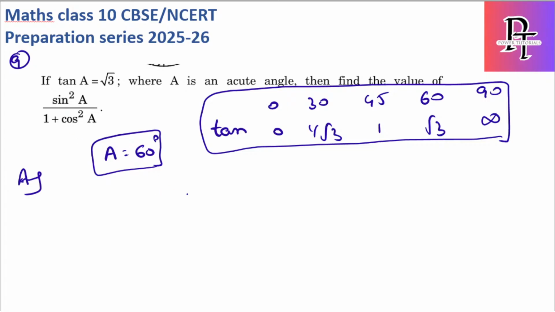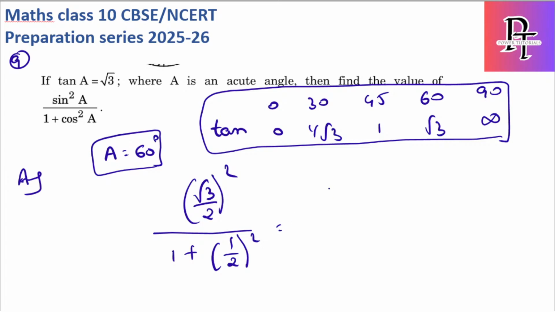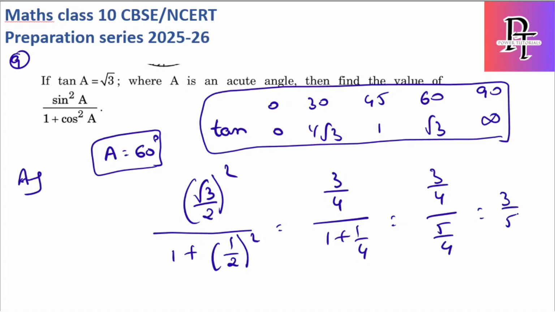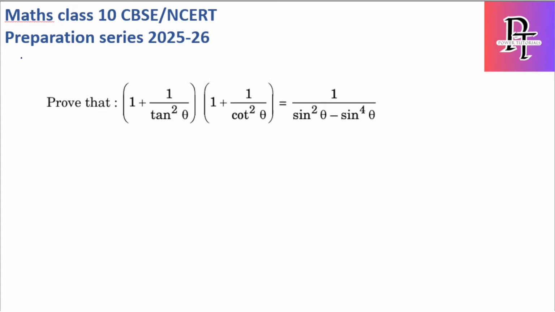So sin 60 is root 3 by 2 whole square by cos 60 is 1 by 2 whole square. So this becomes 3 by 4 by 1 plus 1 by 4. 1 plus 1 by 4 is 5 by 4. So the final answer is 3 by 5. Okay, let's move to the 10th question for today.